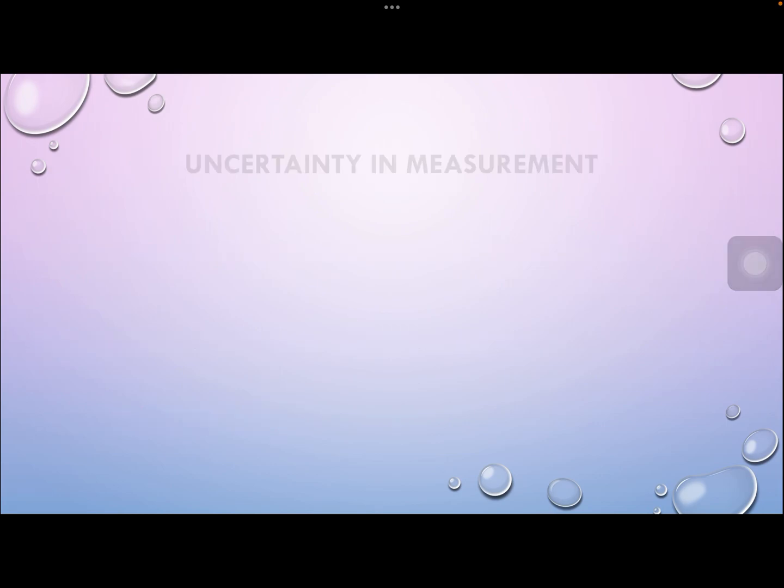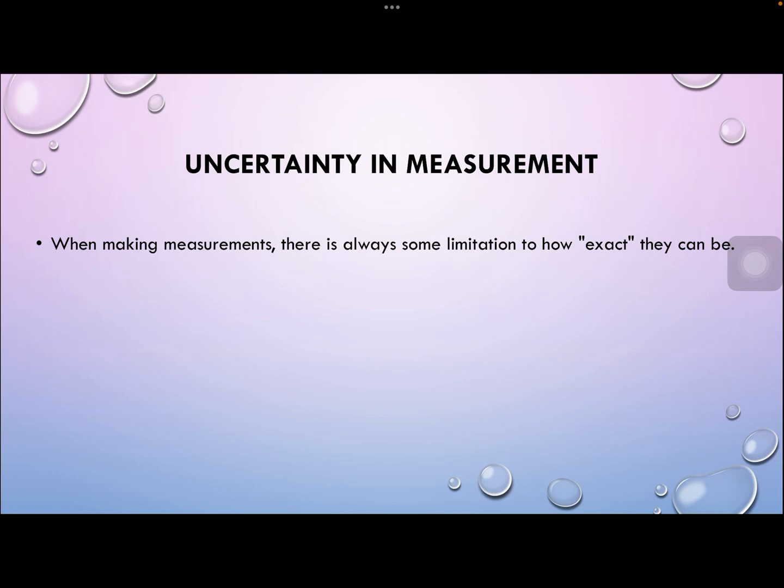So this lesson is all about uncertainty and measurement. When we're making measurements in science, so when you're using some sort of piece of equipment or you're recording data, there's always a limitation to how exact or how perfect our measurement can be. So again, you have the ability to pause the video, to jot things down as needed for this.